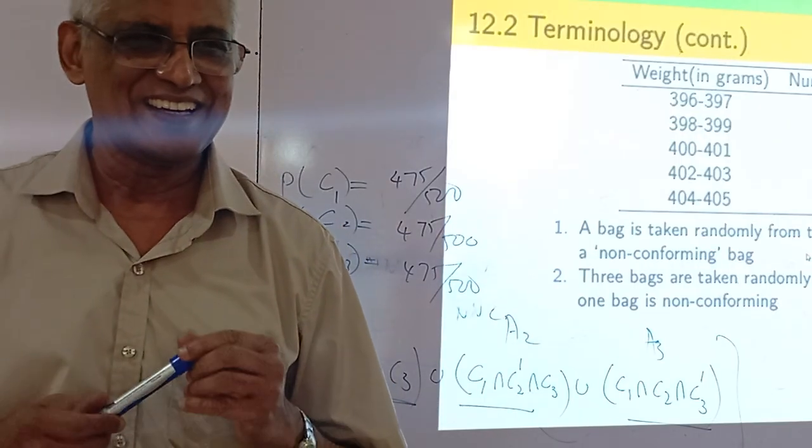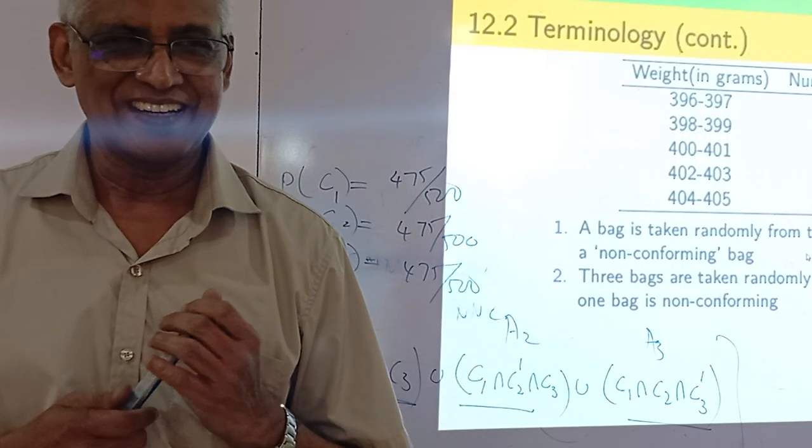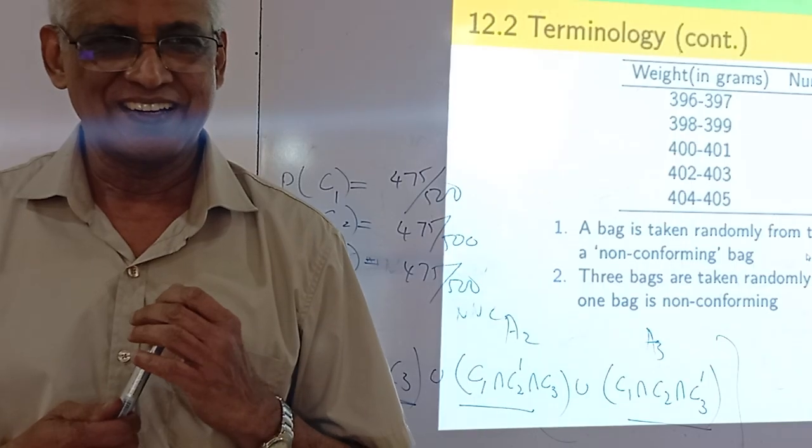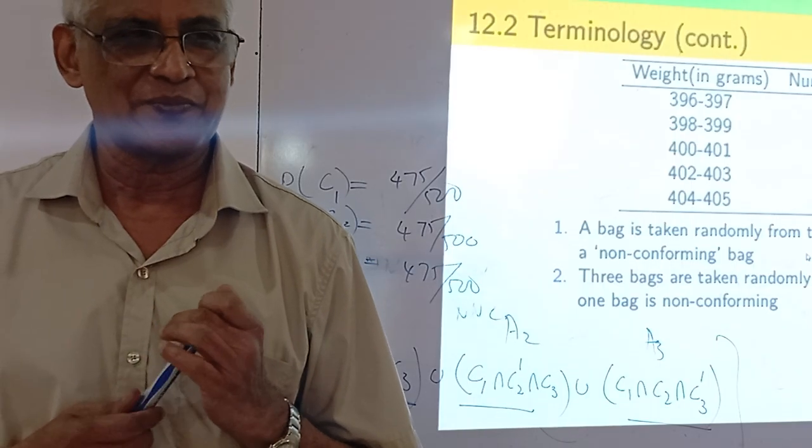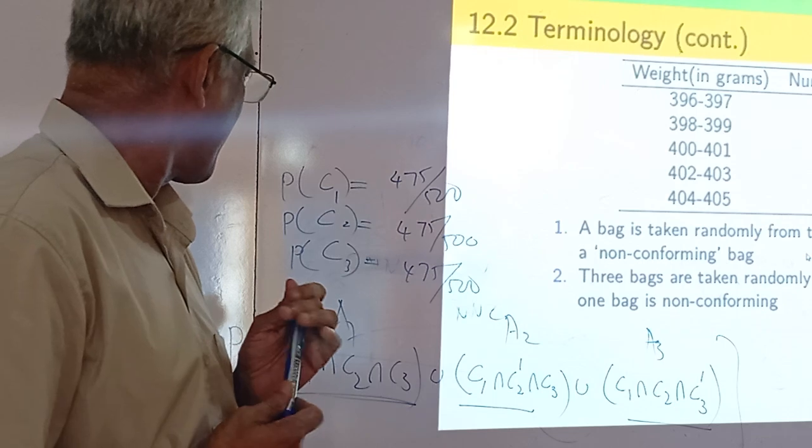That's not what I meant. I meant, can we just calculate the same thing by 1 minus those three probabilities?